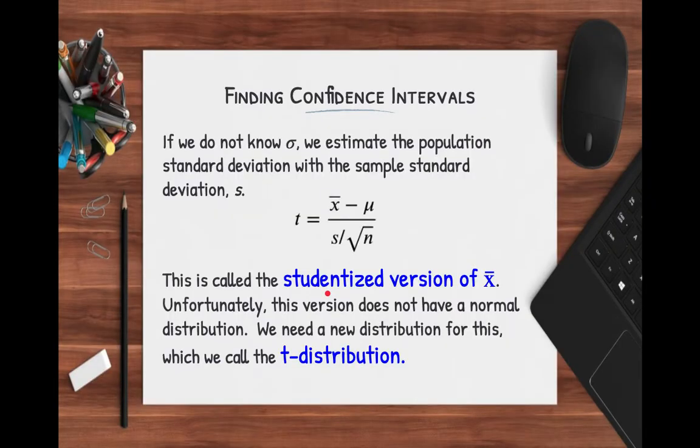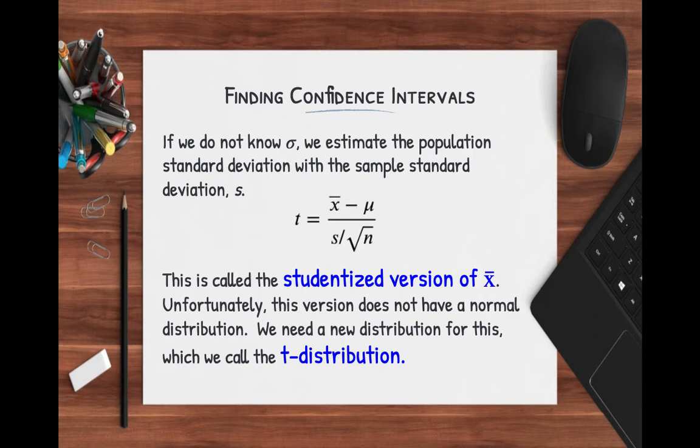So when we don't know sigma, we're going to estimate it with our sample, which is, again, the whole idea behind inferential statistics. So we're going to use S, the standard deviation we get from our sample. And so when we change this from sigma to S, we're going to change this to a T instead of a Z. And this is called the studentized version of X bar.